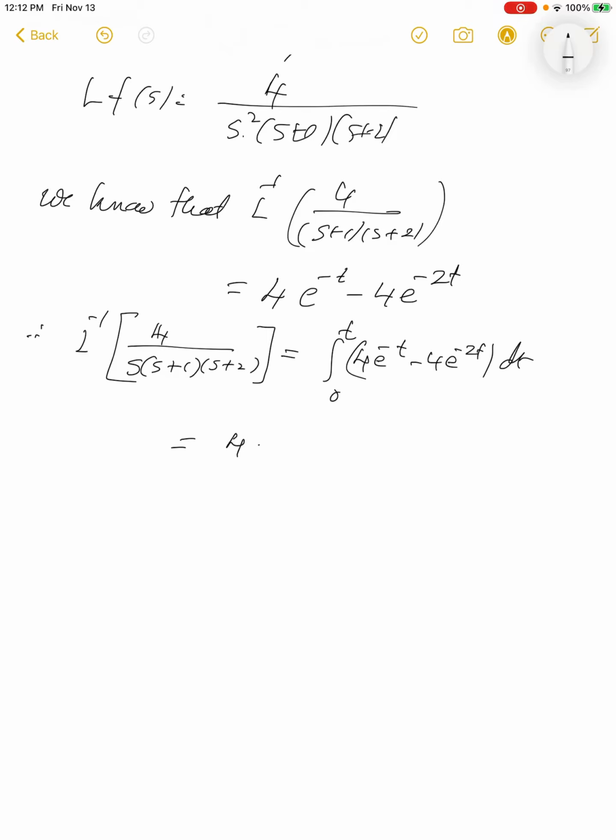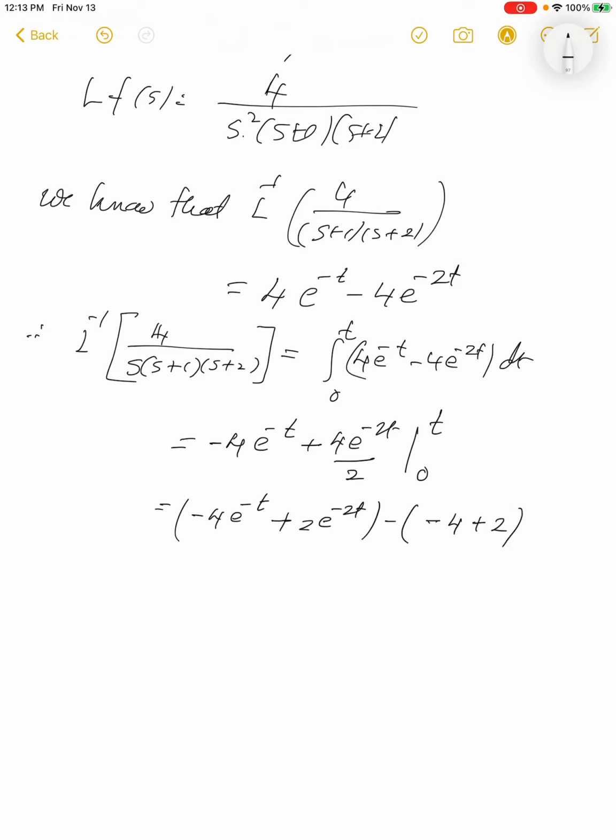And so when you do this, you get minus 4 e to the minus t, and then plus 4e to the minus 2t by minus 2 will give you that, between 0 to t. So this is going to be minus 4e to the minus t plus 2e to the minus 2t minus the value at 0, which will be minus 4, and this will give you plus 2. So this is going to be minus 4e to the minus t plus 2e to the minus 2t plus 2.